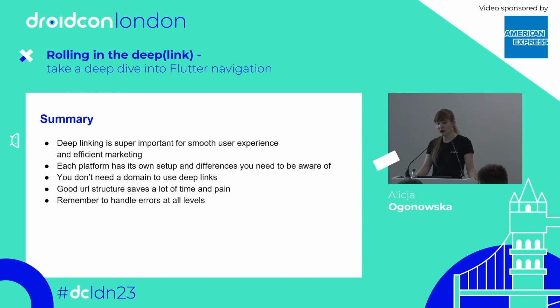And after today's talk, I would like you to remember that deep linking is super important, not only for marketers, but also for your users, because you just make their life easier, and they will be more likely to share the content from your app with their friends and just use it. Keep in mind that we are doing mobile apps, but if we are using Flutter, you still need to do native setup for 2 platforms, and both have some troubles of their own. You don't need to own your own domain to use deep links. You can use custom schemes or use a third-party SDK to do that for you.